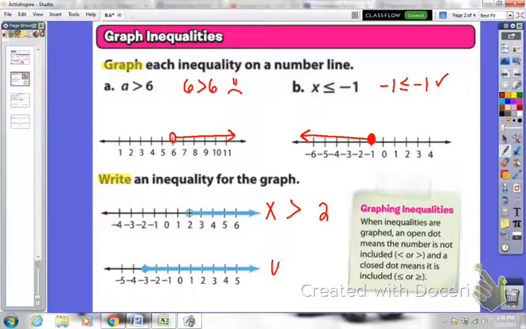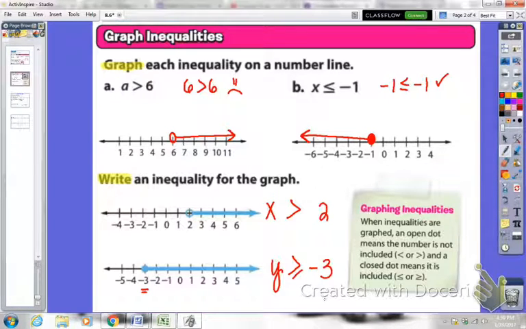The second one, let's use a Y. My number is on -3. And it's filled in, but it can be anything bigger than or equal to -3. It's pointing to the right. So this little note here, when graphing inequalities, the open dot means the number is not included, so either less than or greater than, and the closed dot means it is included. So those are the ones with the underline, okay? Those can also be equal to.